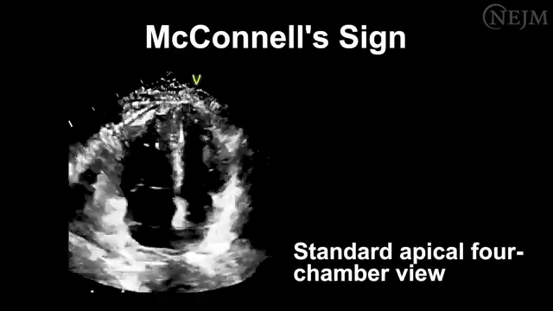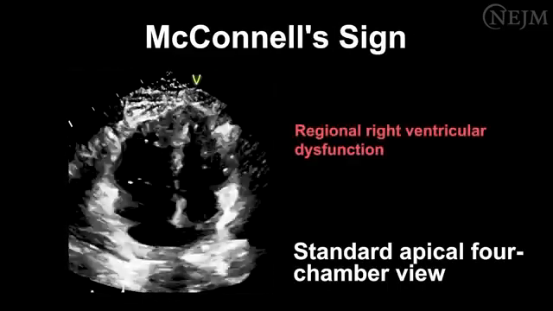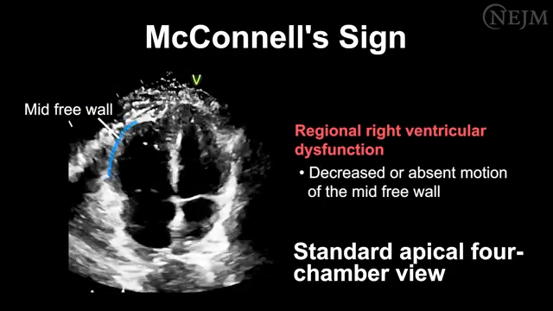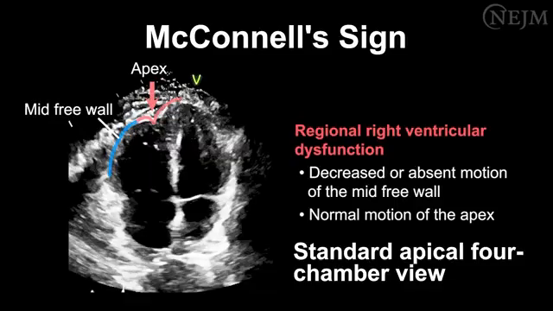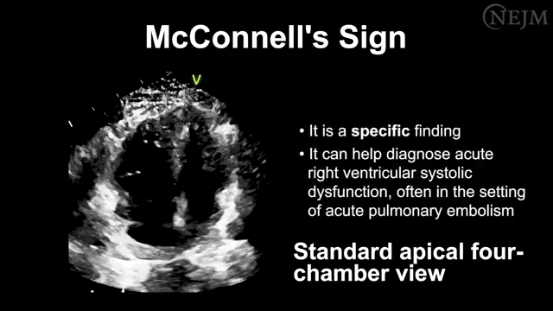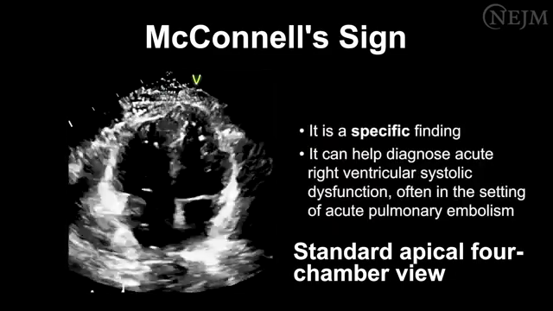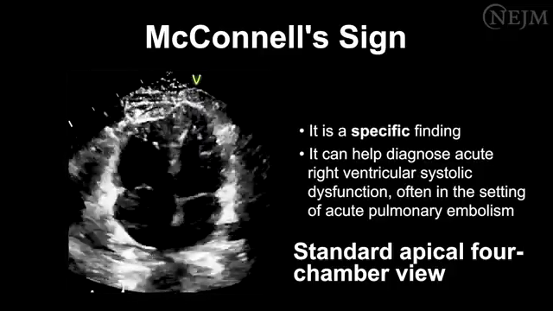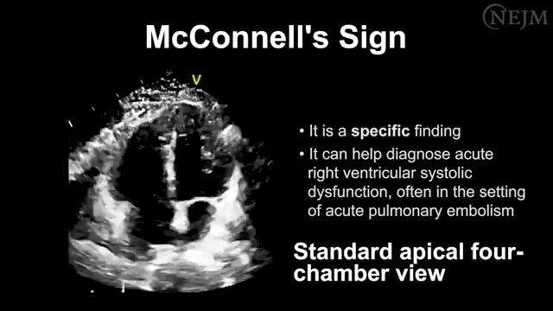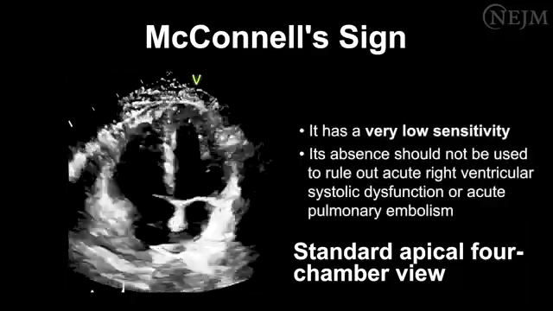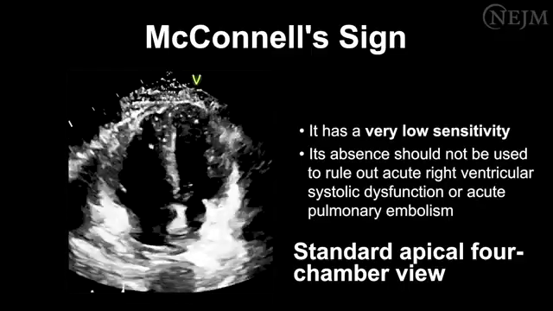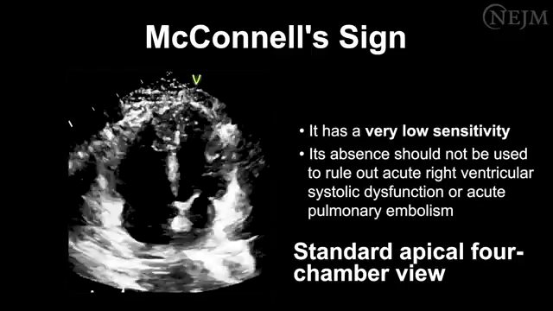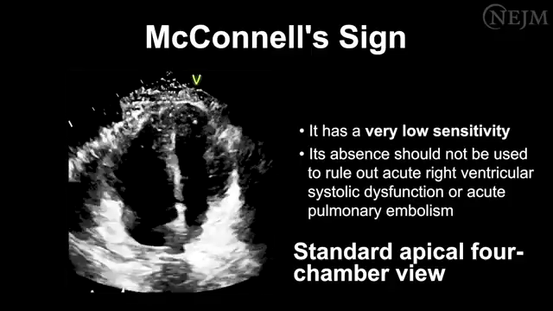McConnell's sign is described as regional right ventricular dysfunction with decreased or absent motion of the mid-free wall, but normal motion of the apex. McConnell's sign is a specific finding that can help diagnose acute right ventricular systolic dysfunction, often in the setting of acute pulmonary embolism. However, McConnell's sign has a very low sensitivity, and its absence should not be used to rule out acute right ventricular systolic dysfunction or acute pulmonary embolism.